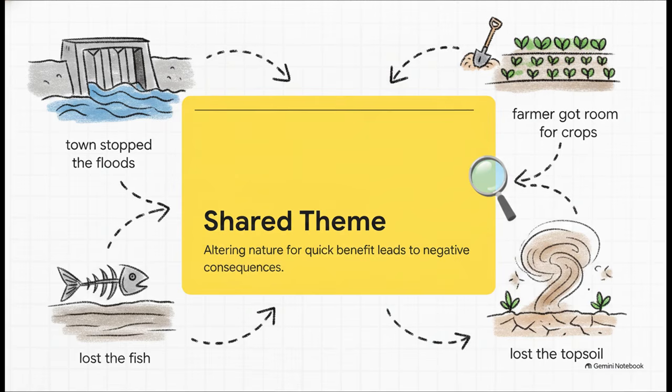And here is the answer. Both texts share the theme that altering nature for quick human benefit leads to unintended negative consequences. Even though the details are literally completely different, the shared consequence perfectly illustrates the underlying theme. The town stopped the floods, sure, but they lost the fish. The farmer got room for his crops, but he lost his topsoil. They both achieved their immediate goal, but they triggered a negative environmental reaction.